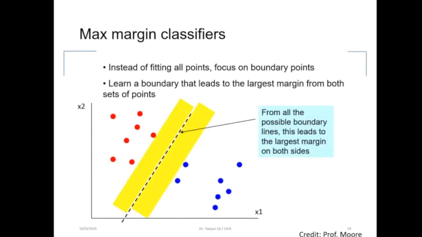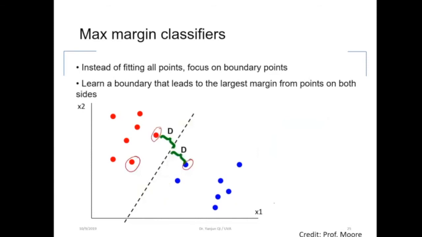The whole idea of the support vector machine is that rather than focusing on all the points, I'm focusing only on boundary points. I'm learning a boundary that leads to the max margin, like I said. Those points are called support vectors, and this margin is the goal I need to maximize.